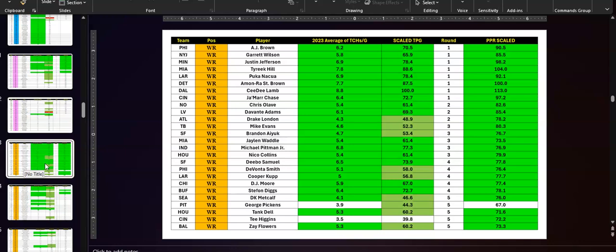So who am I worried about? Garrett Wilson jumps out at me. Okay, 65. I like Tyreek Hill. Gotta like CeeDee Lamb at 100. And Tyreek Hill pretty much the same.